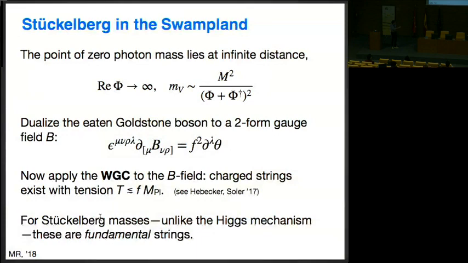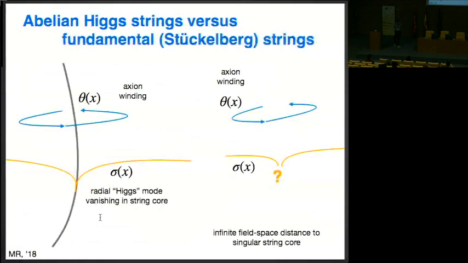And in fact, we can be a bit more precise about this. We can dualize the scalar that got eaten by the gauge field to a 2-form and apply the weak gravity conjecture to that 2-form. And what that tells us is there should be strings that are charged under the 2-form gauge field whose tension is bounded by the 2-form gauge field's coupling F and the Planck scale. And the distinction between Stückelberg and Higgs is that these are fundamental strings.